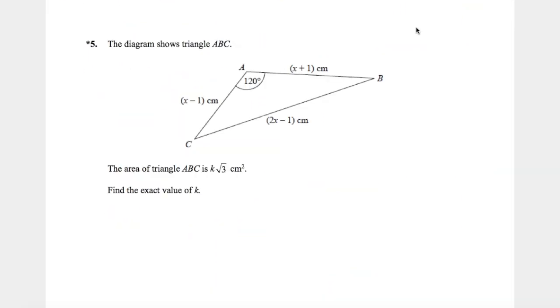Interesting question. On to question 5 now. The question says the diagram shows triangle ABC. The area of the triangle ABC is k root 3 centimeters squared. Find the exact value of k. As soon as I saw this question, I thought, oh no, this is going to be a lot of working out, because if you look at this triangle here, they don't give us side lengths exactly, they give us expressions for lengths for each side. So this side is x plus 1, this side is 2x minus 1, and this side is x minus 1. So as soon as I saw that, I knew there's going to be a lot of algebraic working out.